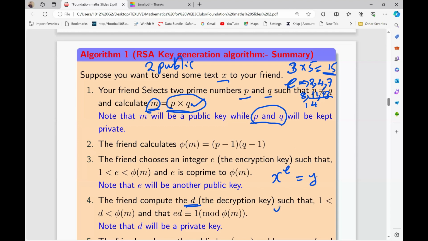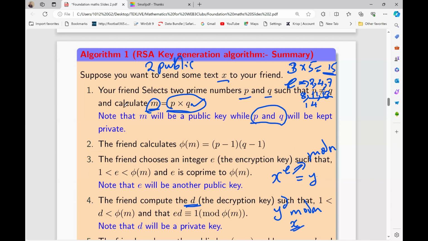When your friend receives this Y, your friend will raise it to D. Remember, D was his private key. You're doing this mod M, and your friend is also doing this mod M. When your friend does this, you will get your original message, which was X.